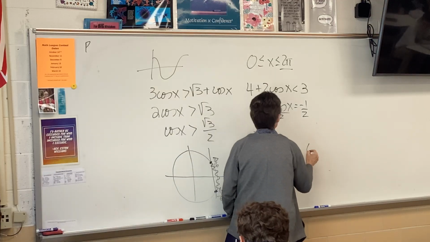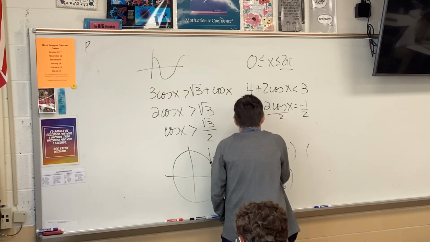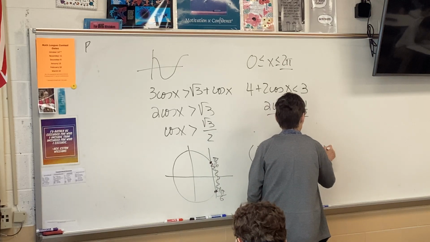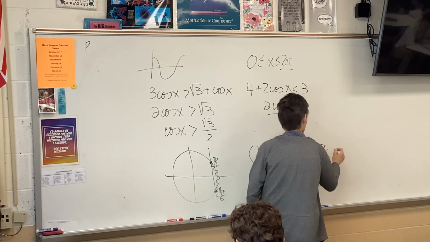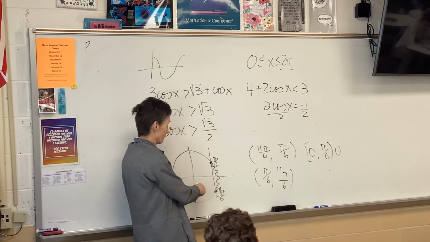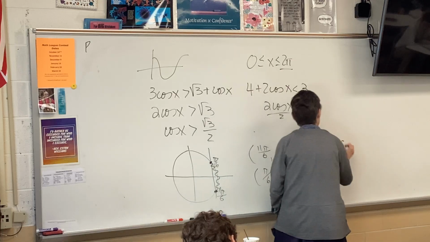0 to pi over 6. 0 is included. Pi over 6 is not. And then 11 pi over 6 to 2 pi. You got it.